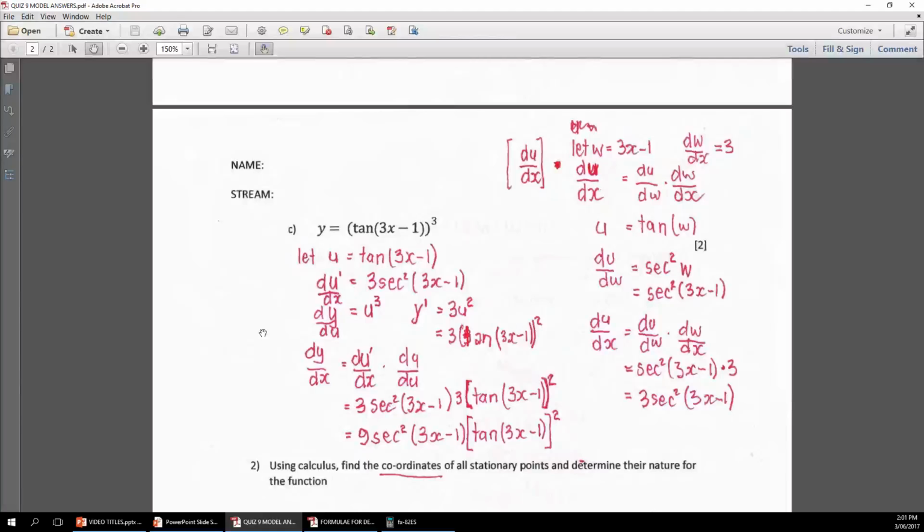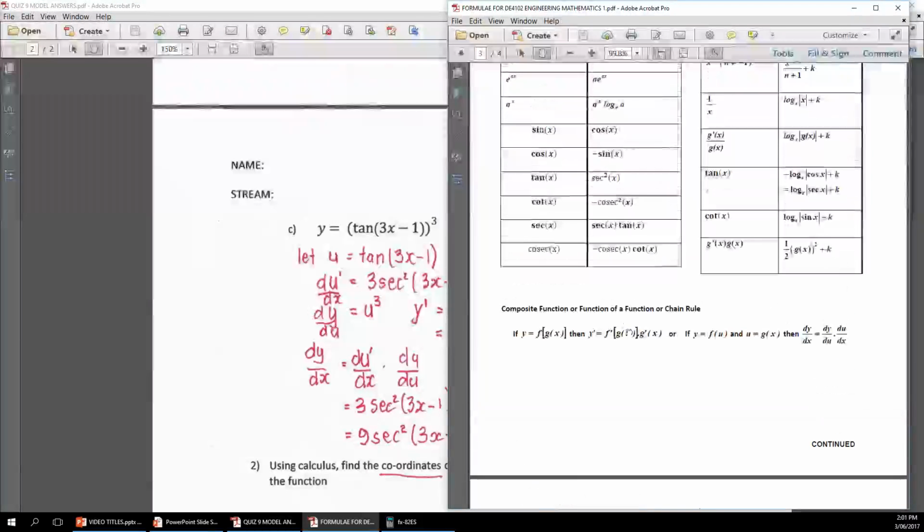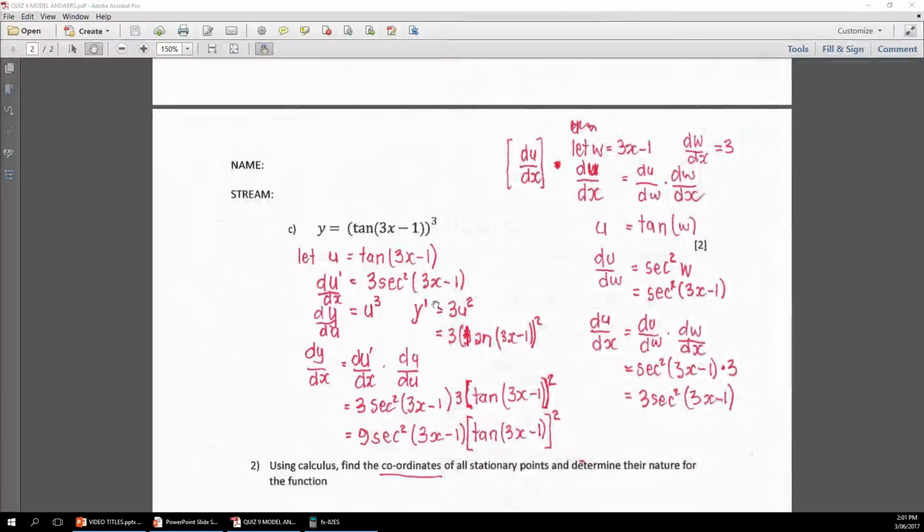So in this case here, we've got some nested functions, because tan 3x minus 1 is also a function inside a function, and you've got 3x minus 1 inside the tan function. So we've got a series of nested functions here, and this is the chain rule. So I've proposed here to do it in 2 steps. You probably could do it as a 3-step process, but I think it's probably easiest understood as two 2-step processes. So first of all, let u equal tan 3x minus 1.